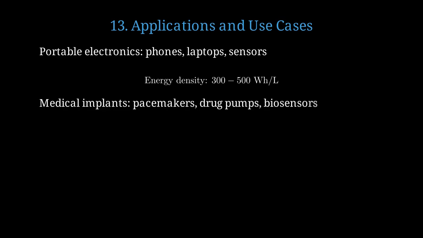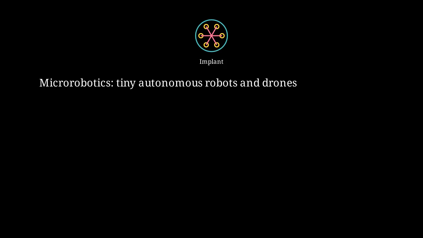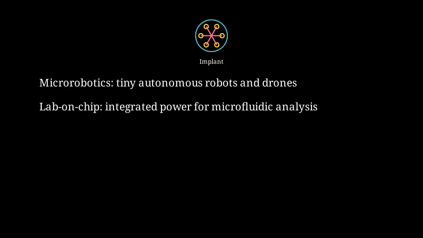Medical implants, like pacemakers and drug pumps, can harvest power from glucose in body fluids using biocompatible fuel cells. An implantable fuel cell device can generate power continuously from body chemistry, eliminating battery replacement surgeries. Microrobots and tiny drones benefit from compact, high-energy density power sources that microfluidic fuel cells provide. Lab-on-chip devices can integrate fuel cells to provide onboard power for pumps, valves, and sensors without external connections.